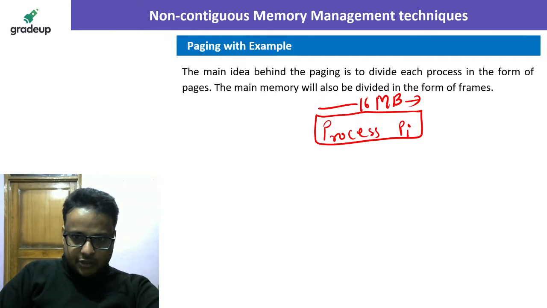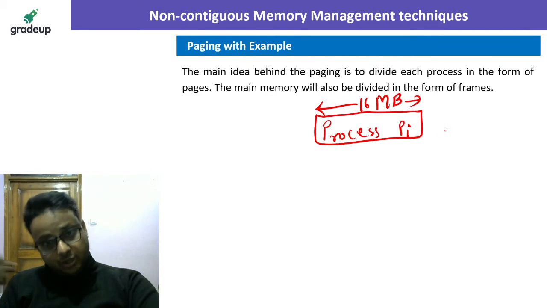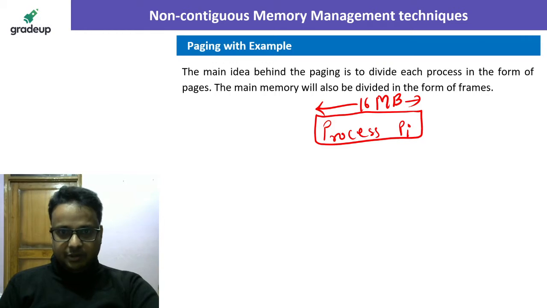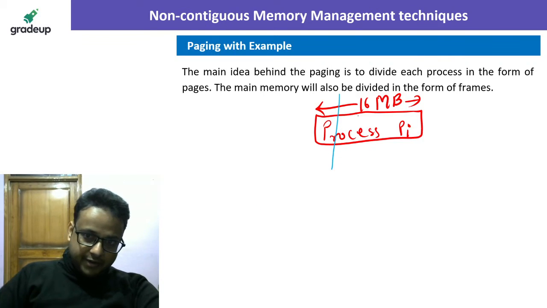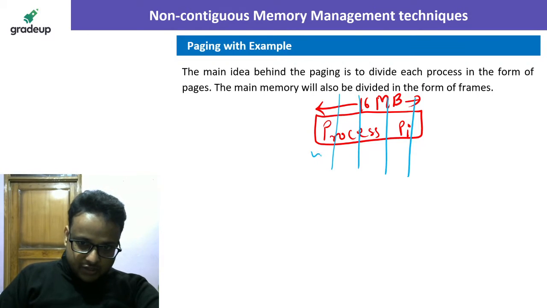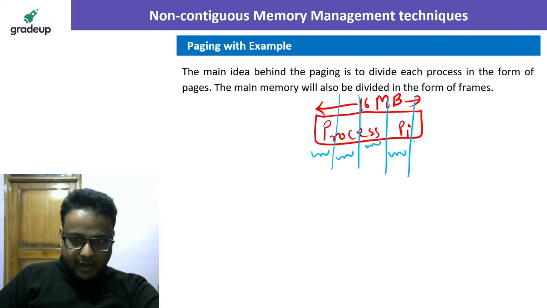Okay, the size of this process is 16 MB and I don't have space, continuation में space नहीं है. 16 MB, वैसे बहुत है. What I will do, I will just divide my process into parts, like one part, two part, three part, four part. So this is one part, two part, three part, four part and five part.